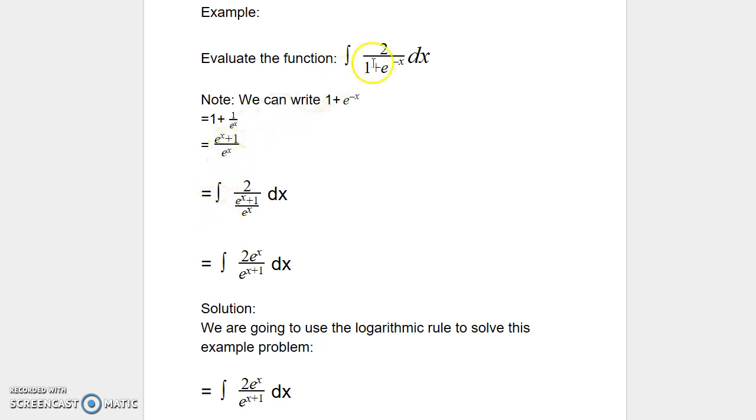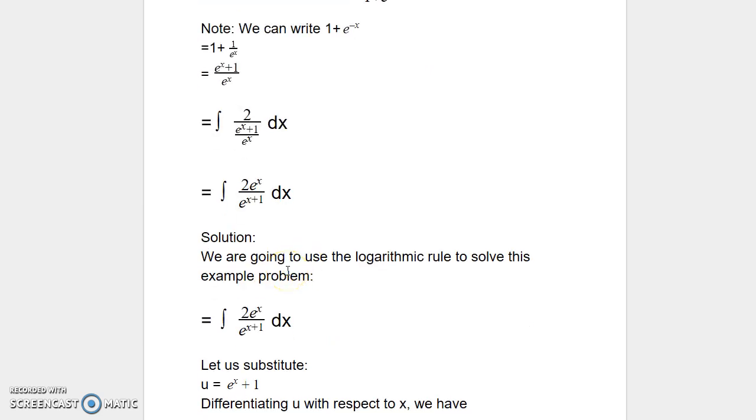we can rewrite the given problem as integral 2 divided by (e to the power of x plus 1) divided by e to the power of x dx. Since we have a term in the denominator, this comes to the numerator, and we can rewrite this as 2 e to the power of x divided by e to the power of x plus 1 dx. Now we're going to solve this example problem.